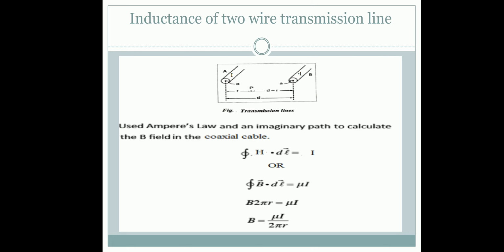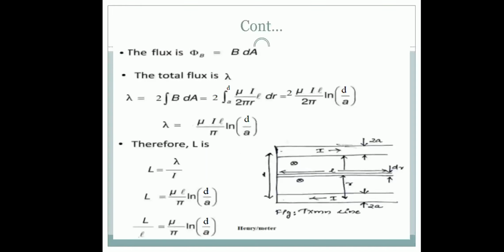So we know that the line integral of B dot dl is B into mean circumference of our imaginary path. So if the imaginary path has a radius r, then the mean circumference is B into 2 pi r. Then B into 2 pi r equal to mu I, or B is equal to mu I by 2 pi r.